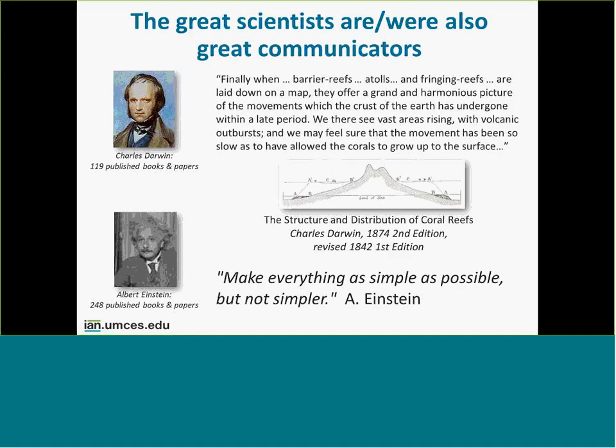As many people know, great scientists were actually also great communicators. We know about these scientists because they communicated to the public. So Charles Darwin, as an example, he was incredibly prolific. He wrote over 119 published books and papers. And he also had a way of speaking about nature and about science that was really eloquent.